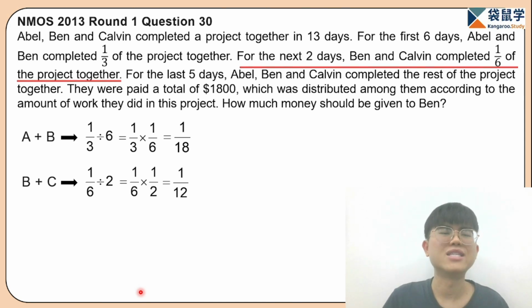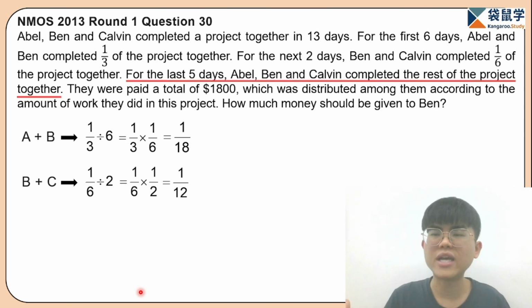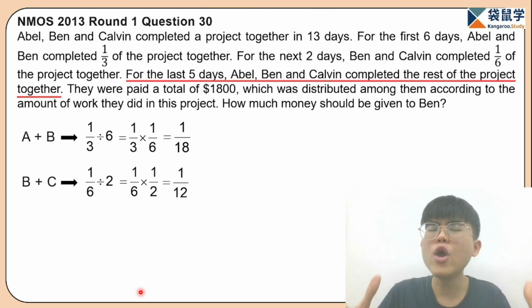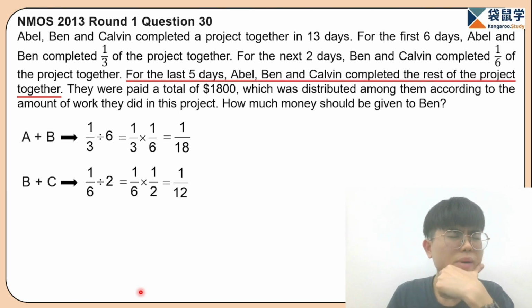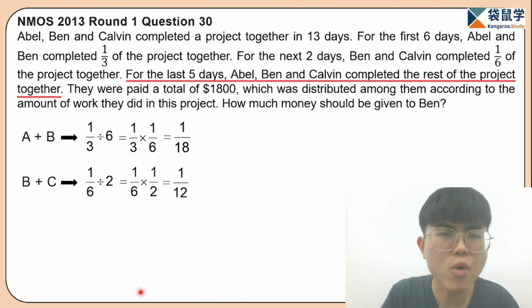Now, the next sentence. We say that for the last 5 days, Apples, Ben, and Calvin completed the rest of the project together. Now, we also want to calculate how much work they do for 1 day. But now the thing is, what is the total work, the remaining work? How do we find it?